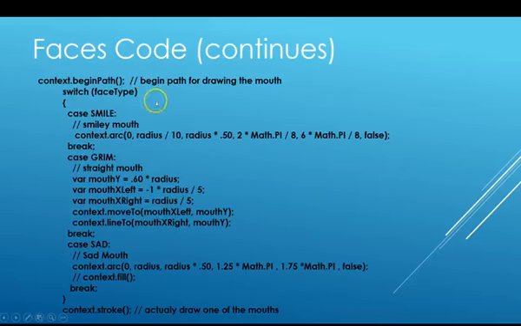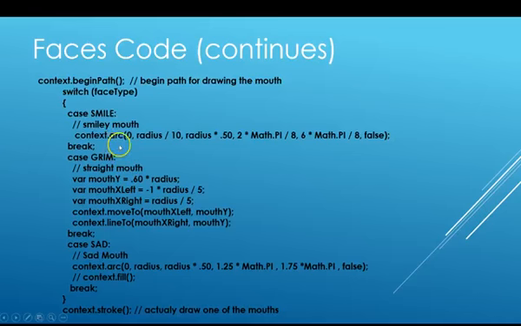The code continues here. Here's the switch. The only thing that's different between the different types of faces is the mouth. So we pass that in here as the face type. And whoops, sorry. That can either be smile, grim, or sad. And then the code will switch on that. And so if this is smile, then it'll go ahead and draw the smile mouth. If it's grim, then it'll calculate the values and draw the grim mouth. If it's sad, it'll draw the sad mouth.